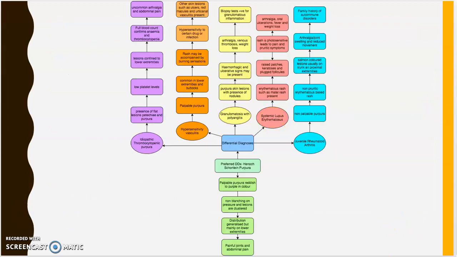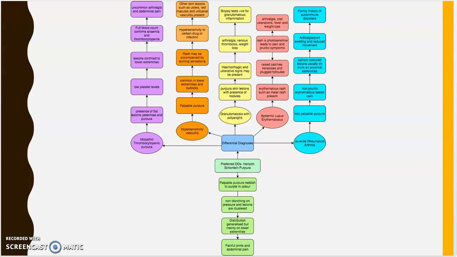So this is my differential diagnosis tree. I've tried to add most of the differentiating points. So just to summarize, for idiopathic thrombocytopenic purpura, I've said that there's petechiae and purpura on the lower limbs, but there are uncommon signs of arthralgia and arthritis, and uncommon signs of abdominal pain, and if you do a full blood count, it can confirm that there's thrombocytopenia.